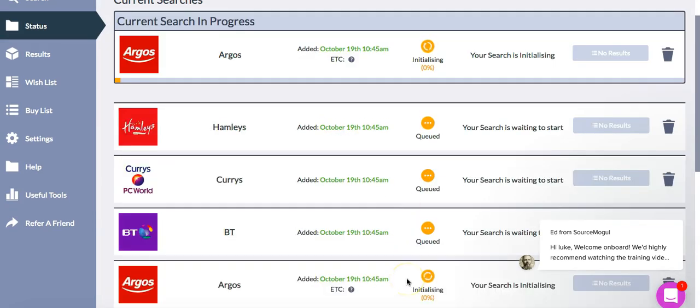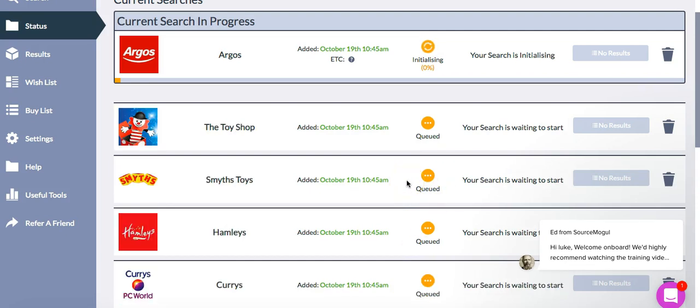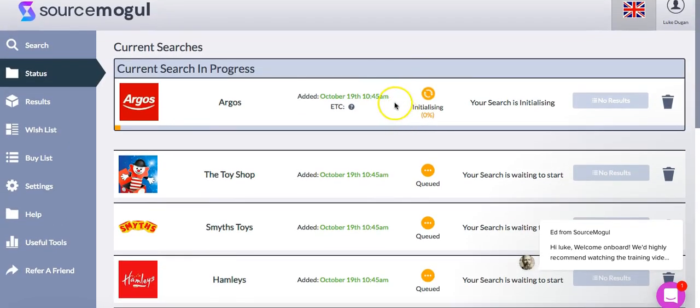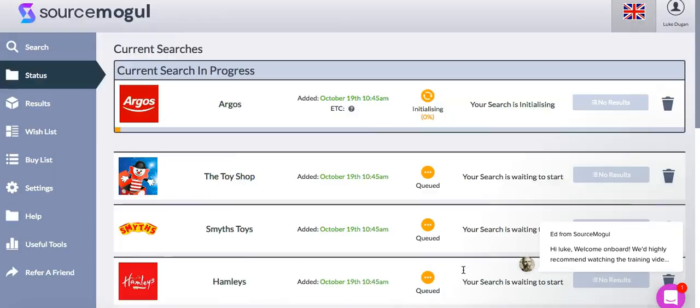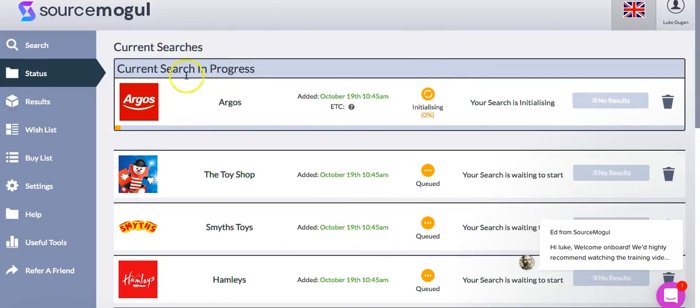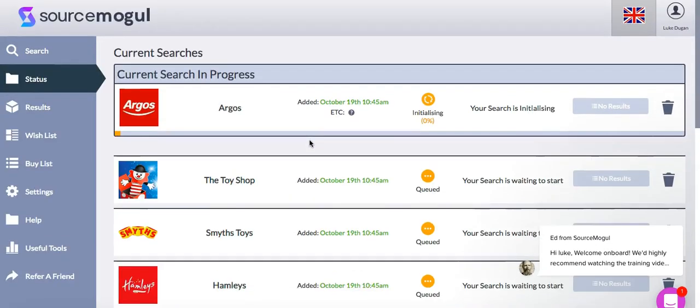So let's just see all these pop in and see what it looks like. So this is initiating, and these are waiting. So this is obviously going in order. What I sometimes do, just for a bit of information, is put a couple at the beginning that aren't going to take very long, and then put some of the more dense ones after. Some of the more dense, that is Argos, right?